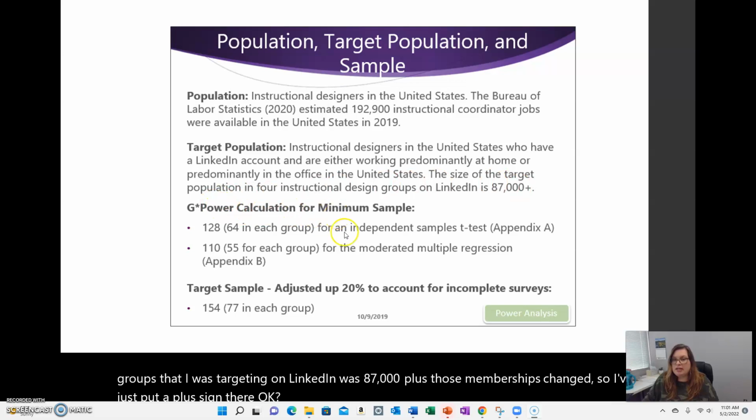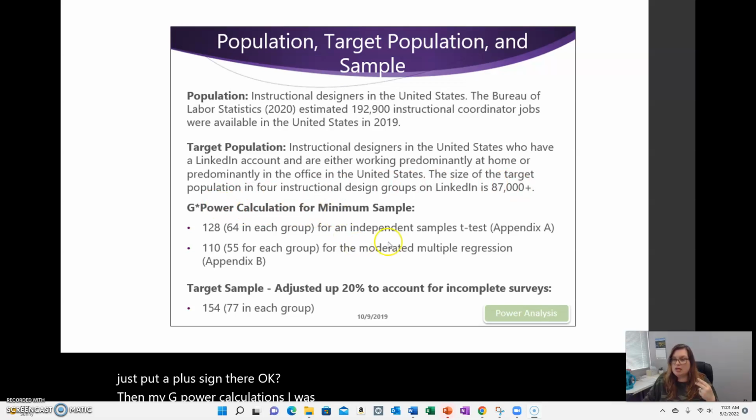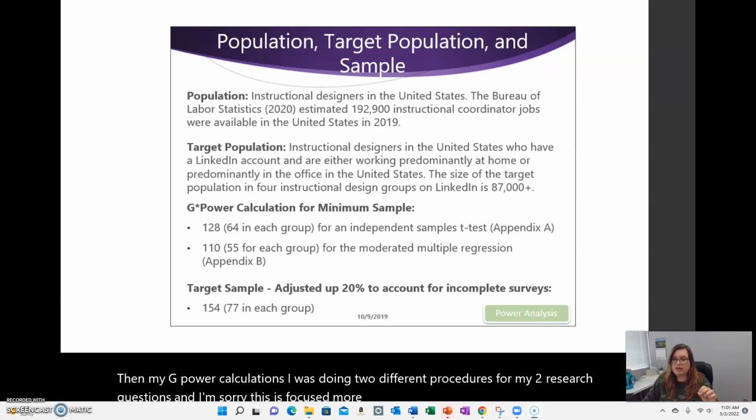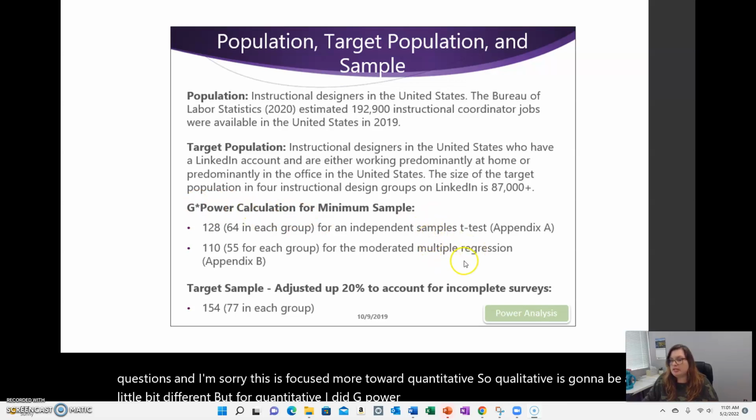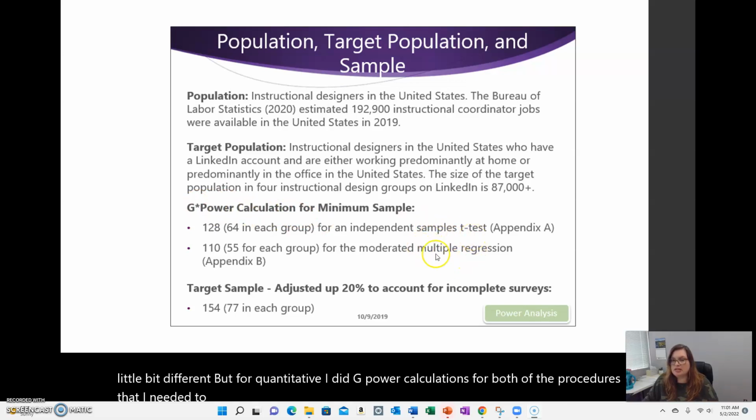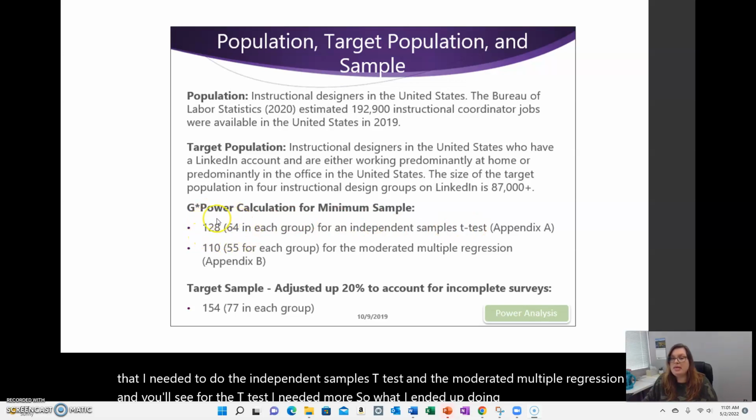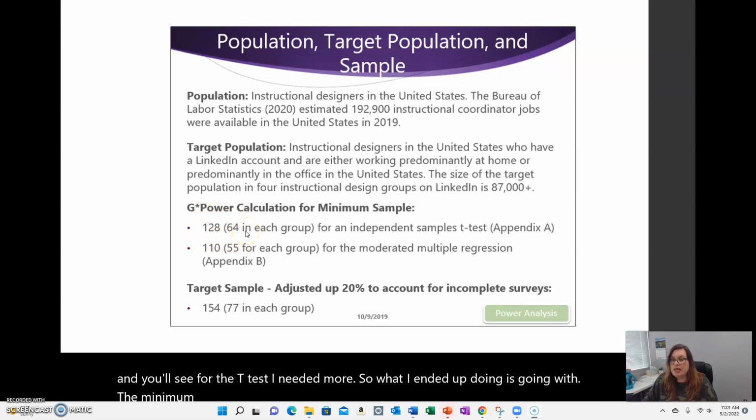Then for my G-Power calculations, I was doing two different procedures for my two research questions. I'm sorry, this is focused more toward quantitative. Qualitative is going to be a little bit different. For quantitative, I did G-Power calculations for both of the procedures that I needed to do, the independent samples t-test and the moderated multiple regression. You'll see for the t-test, I needed more, so what I ended up doing is going with the minimum sample here. And that's how I started to get my target sample.